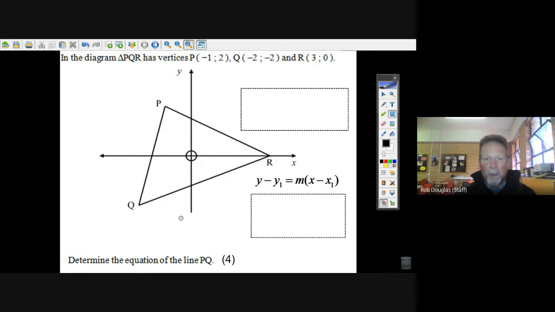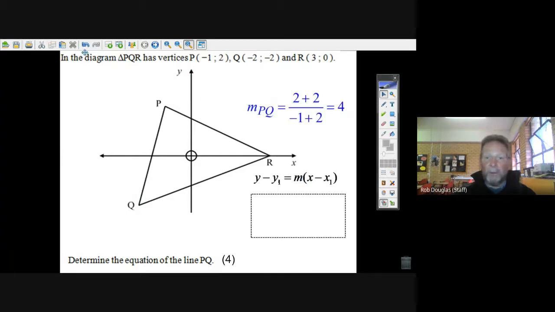If they say equation of the line, what you need to do right away is get the formula for the equation of a line, which is y minus y1 equals m times x minus x1. The x1 and y1 just stand for either point P or point Q you could put in there. But m is really important. You need to know that that stands for the gradient. And that's what we have to do first: find the gradient of PQ.